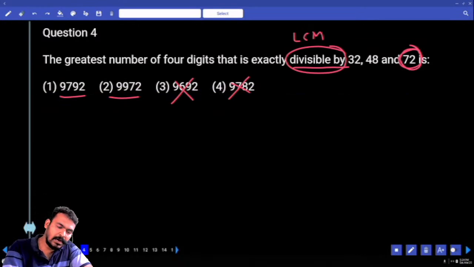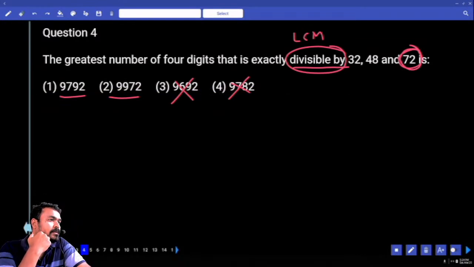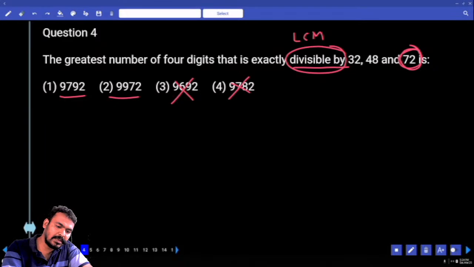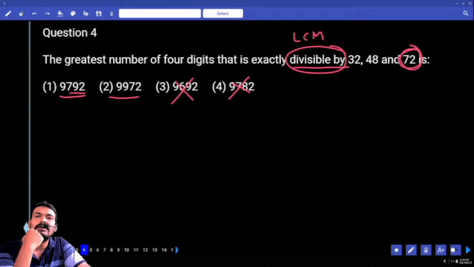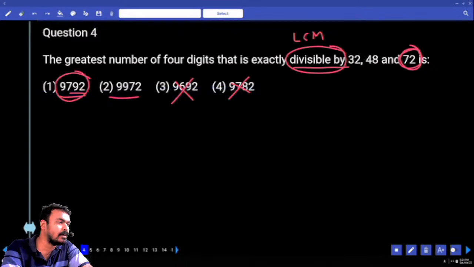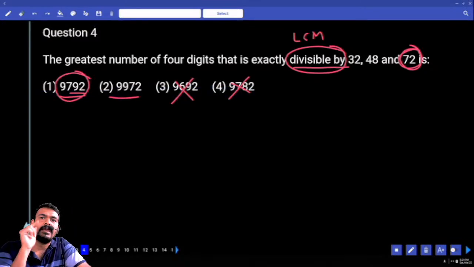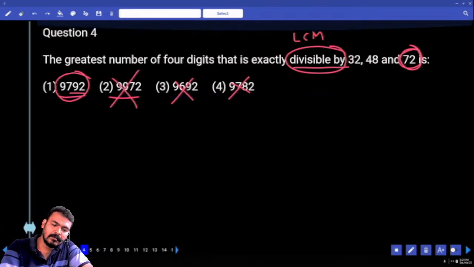And 72 is also a multiple of 8. Okay. What is the divisibility of 8? Last 3 digits. 792. 8 nines are 72. Remaining also 72. It is a multiple of 8. 972. 8 twelves are how much? 96. Remaining 12. Is it a multiple of 8? No. Then the answer is the first option.